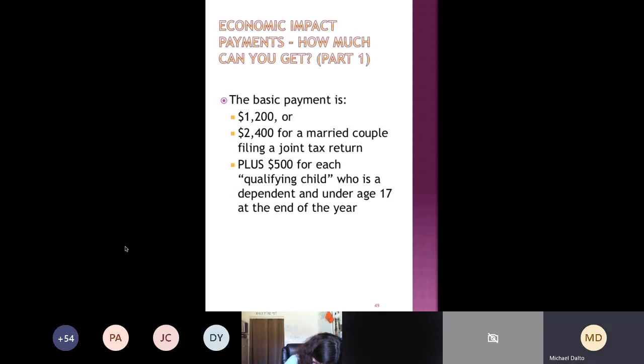So how much will these payments be? The basic payment is $1,200 for an individual. It's $2,400 for a married couple who are filing a joint tax return. And you can get an extra $500 for each qualifying child.